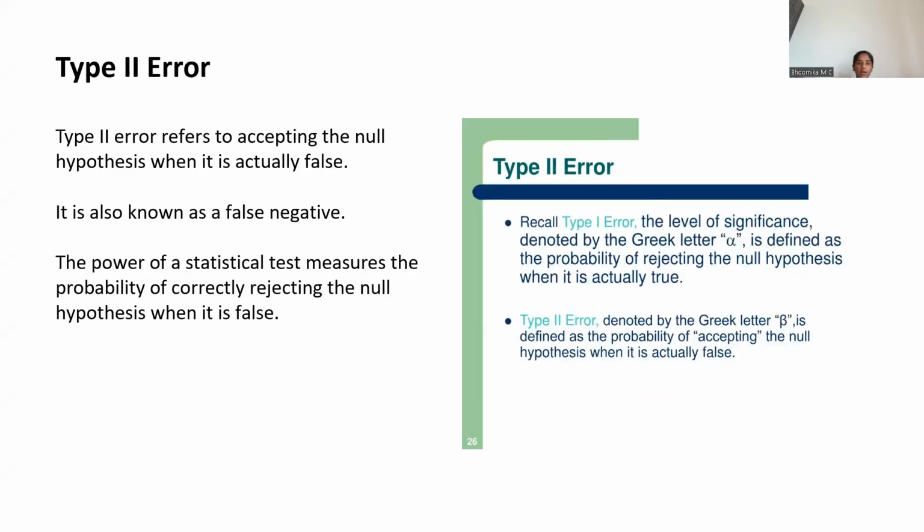Type 2 error. Type 2 error refers to accepting the null hypothesis when it is actually false. It is also known as a false negative. The power of a statistical test measures the probability of correctly rejecting the null hypothesis when it is false.